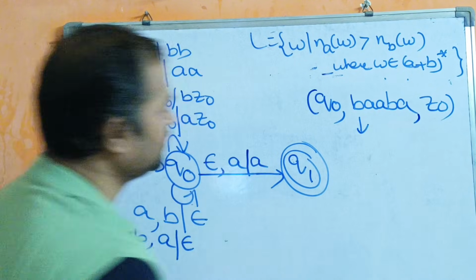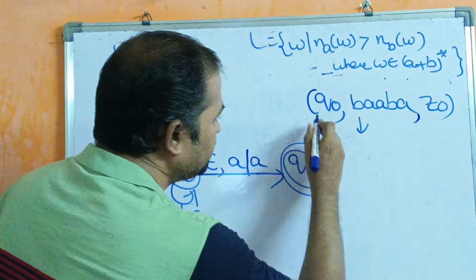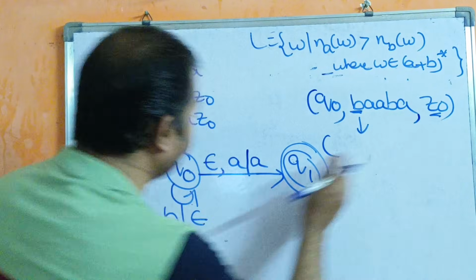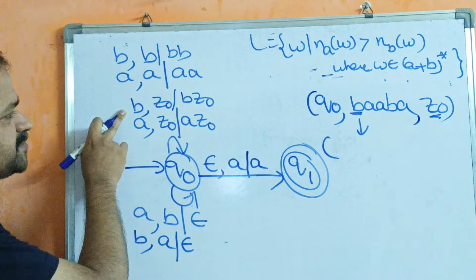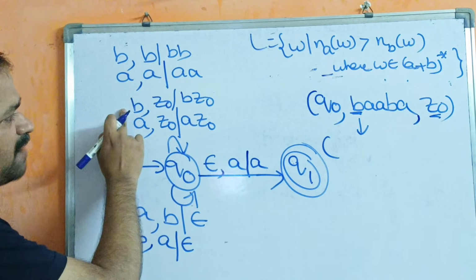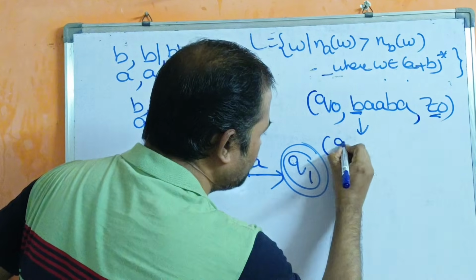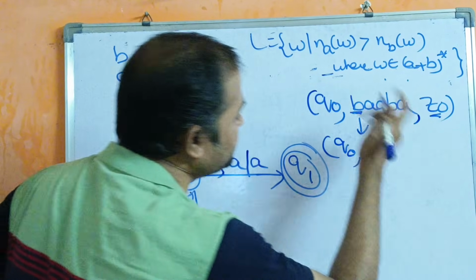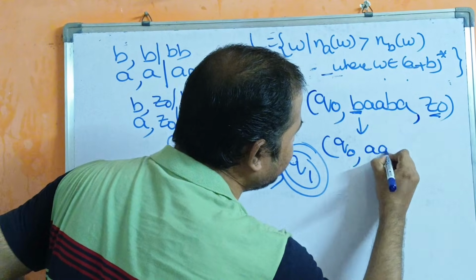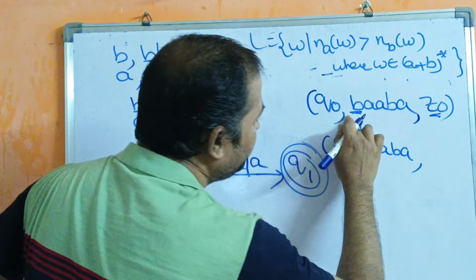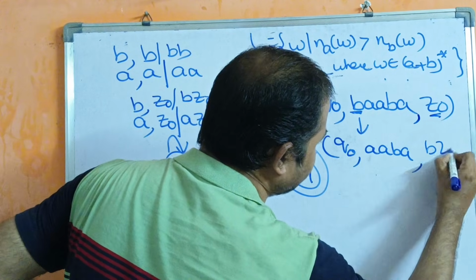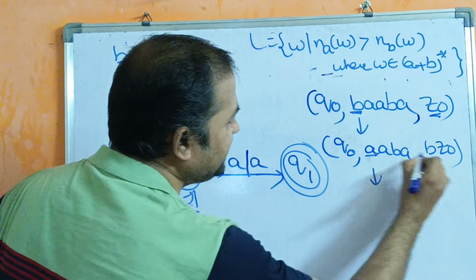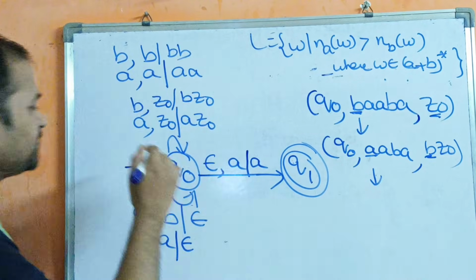So here at Q0, the input symbol is B and the stack is empty. So we have to push B onto the stack. Now we will be at Q0 only. Here the operation on B is over, so the remaining input string is AABA. We need to push B onto the stack, so BZ0.